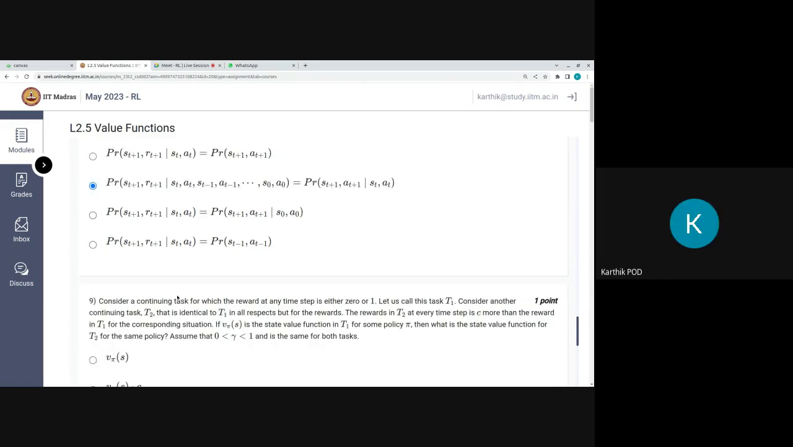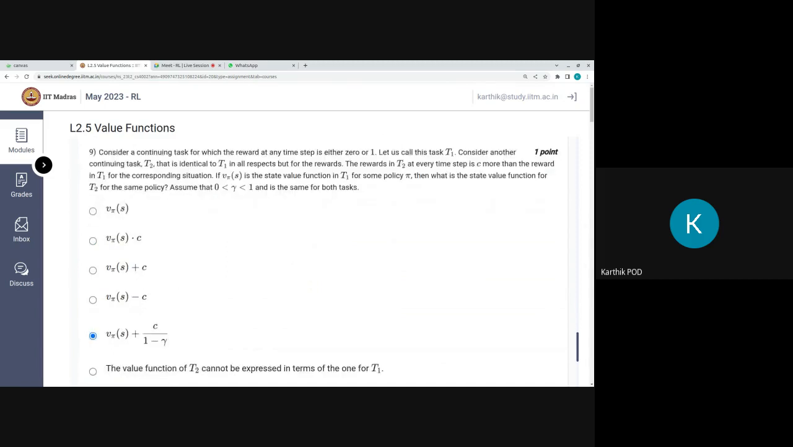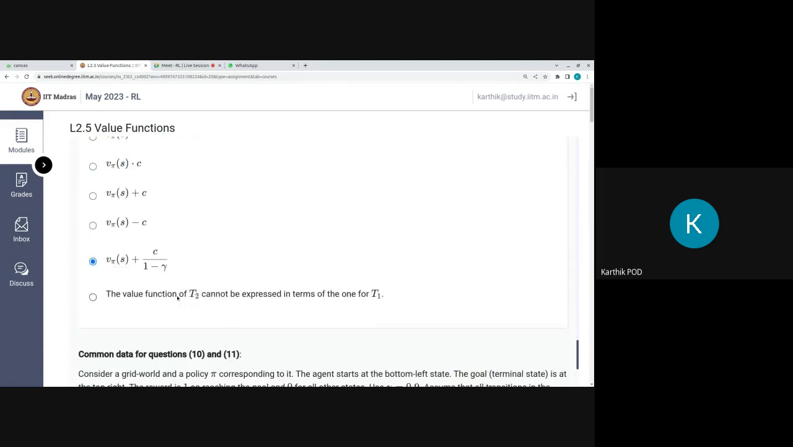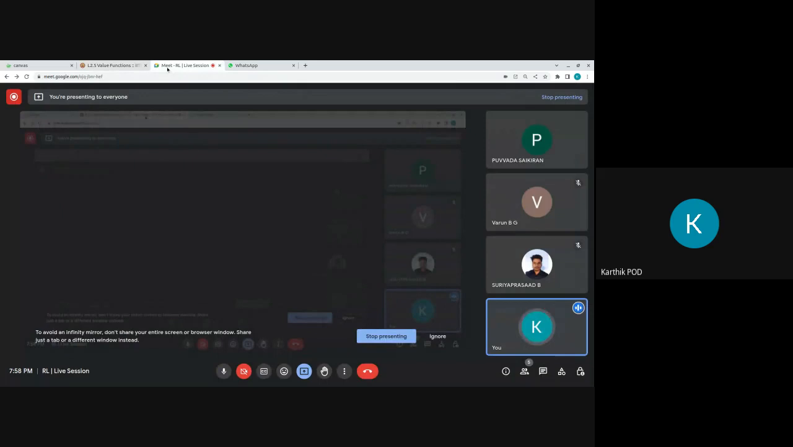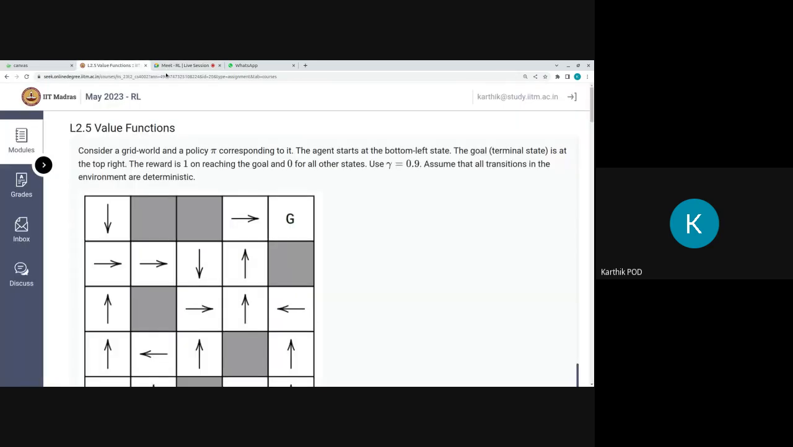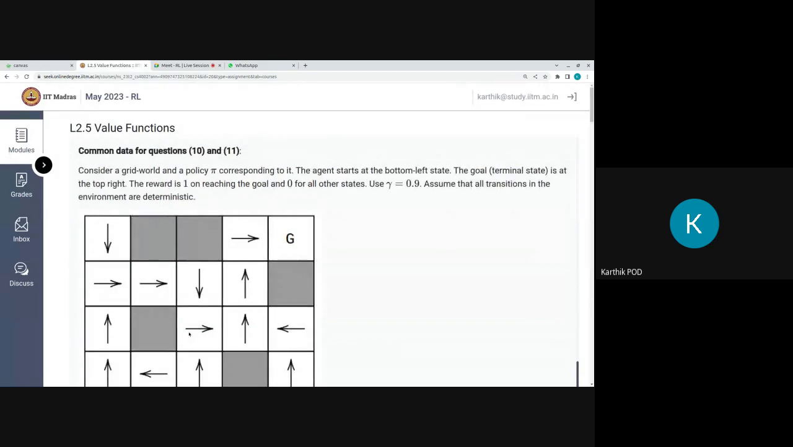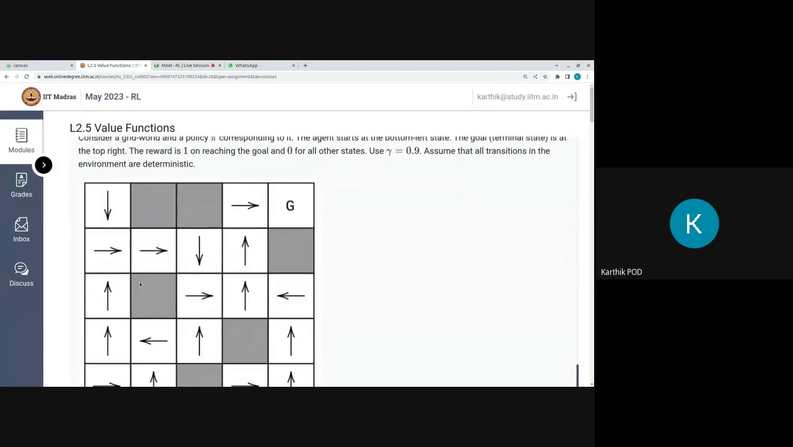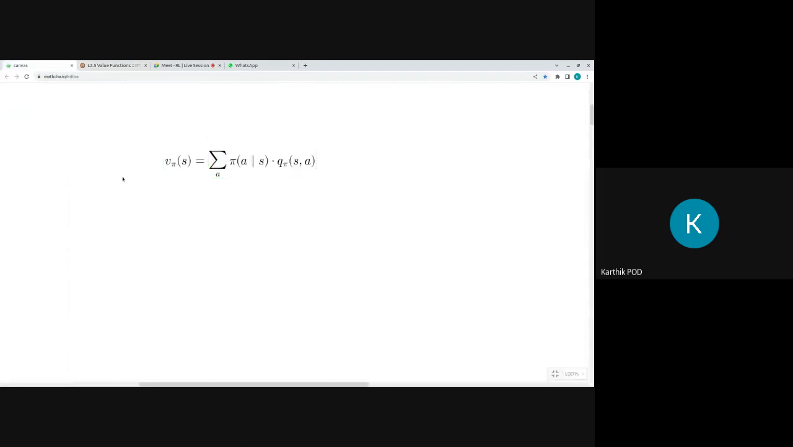Okay, that is 8. 9 is a bit involved in terms of computation. What is next? So maybe we'll come back to 9 later. Is anyone else there? 2, 3 of you are there. Okay. So we'll finish this grid world. This is easier. So we go to this, we paste it here.